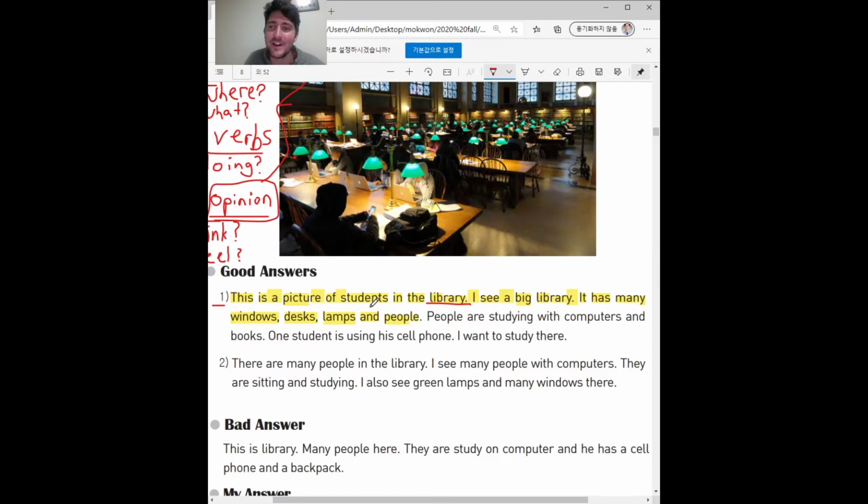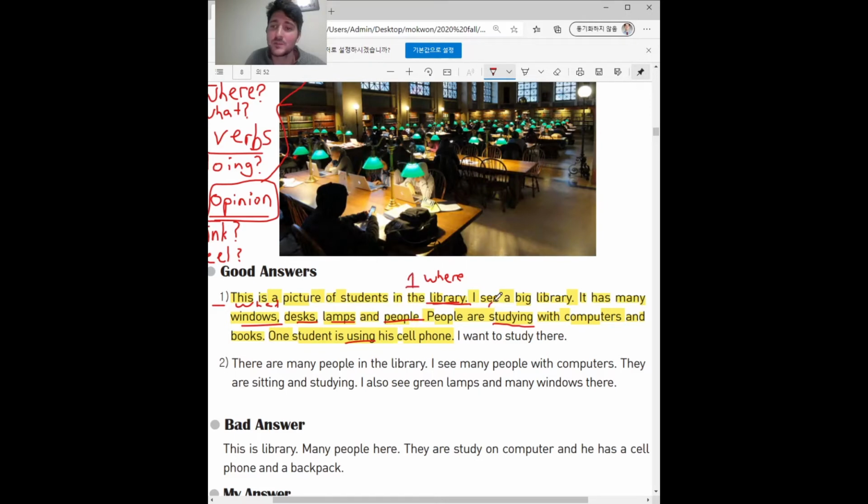Aha, step 1 했어요, right? We have where, we have what, right? 명사 했어요. Library, windows, desks, lamps, people. Very good. All right, that's pretty good. Let's keep going. People are studying with computers and books. One student is using his cell phone. Right. 동사 있지. Studying, using. Okay, we have verbs. We have step 1.